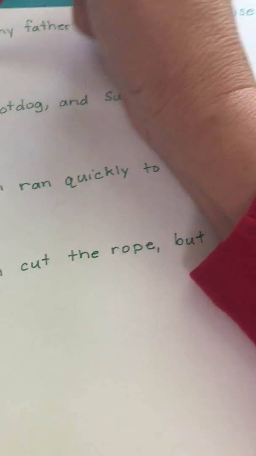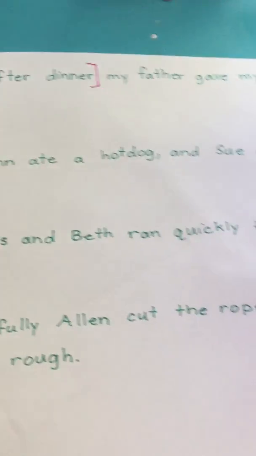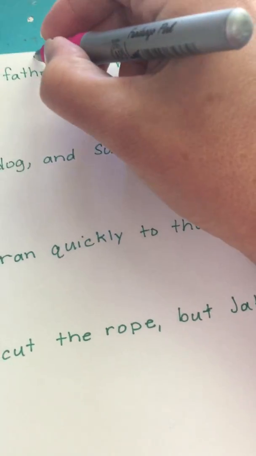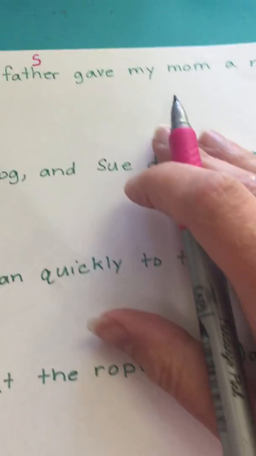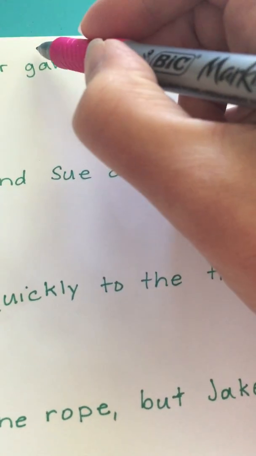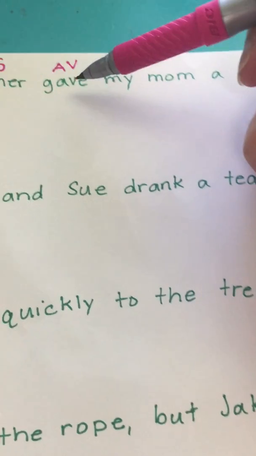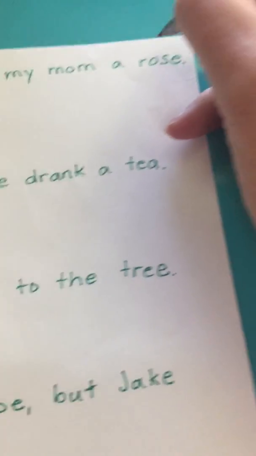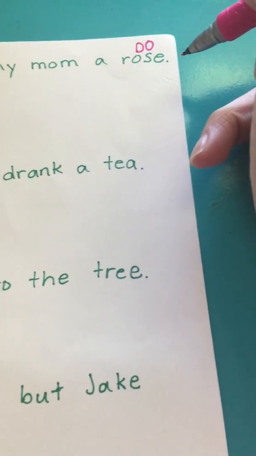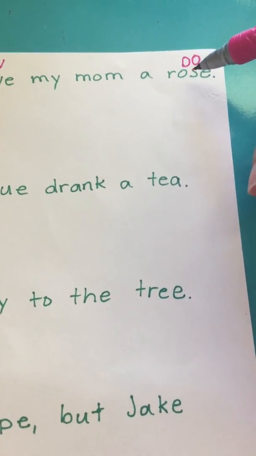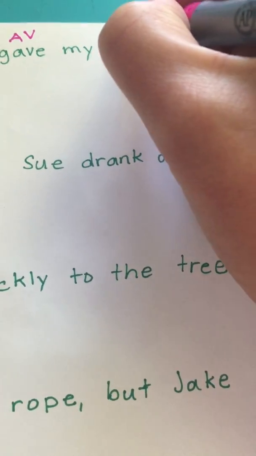So after dinner, you'll notice right away is your prepositional phrase. And instead of crossing it out here, I've put it in brackets so I can still see the work. My father is subject, gave is my verb, and you always want to ask, is it an action verb or linking verb? This is indeed an action verb. Action verbs have direct objects. Gave what? A rose. When you have a direct object, you want to check for an indirect object. Gave a rose to whom? Mom. This is your indirect object.